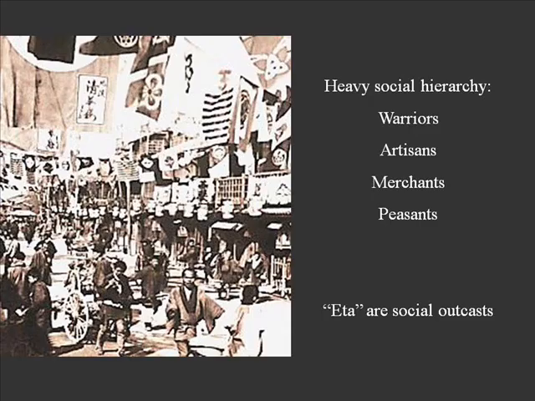Okay, there's also a very rigid social hierarchy in Japan. And it was organized in this way where the warriors were usually the most respected. Those are the samurai. That's the traditional kind of highest level. We've seen them falling economically.